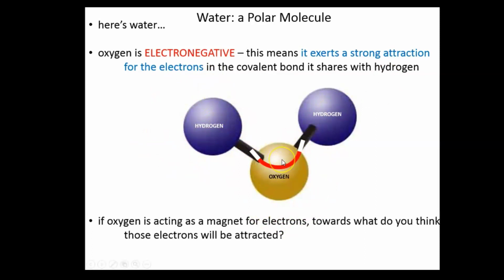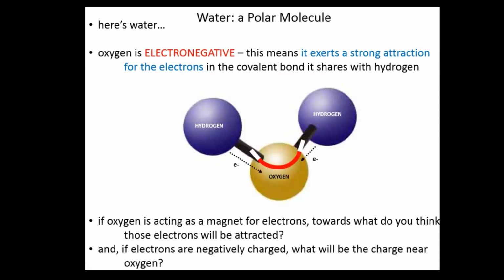Since oxygen is electronegative and oxygen has this magnetic property for electrons, those electrons are going to be spending more time and drawn more highly towards oxygen. So those electrons are being pulled towards oxygen, the electrons of the covalent bond. Remember that electrons are negatively charged, so if electrons are negatively charged and they're spending more time around oxygen, what do you think the charge around oxygen might be? And if you said negative, you're correct. But here's where that bit part comes in.